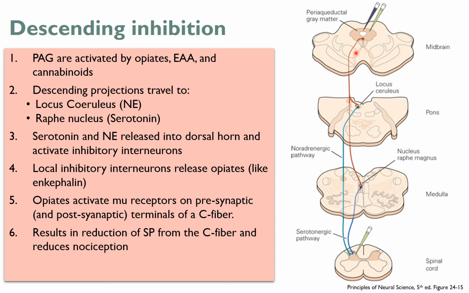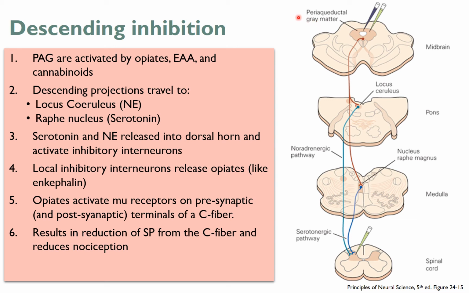Well, it originally originates in the periaqueductal gray matter. Now you might ask yourself, does anything in the brain ever really originate anywhere? And the answer is no, not really. There's always something else that stimulates it. So you might ask, what stimulates the periaqueductal gray matter? Well, the periaqueductal gray matter is itself activated by opiates, excitatory amino acids, and cannabinoids. And those come from various other brain regions that I won't get into right now.